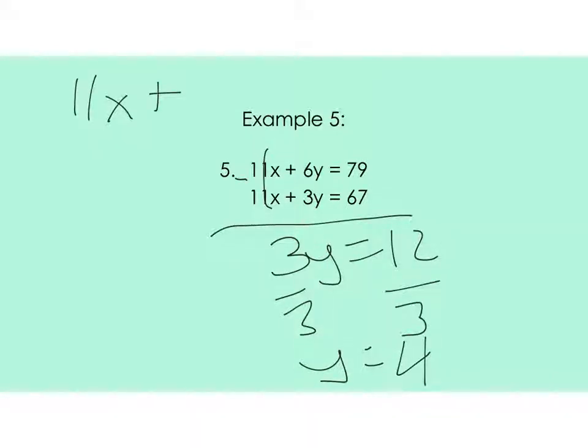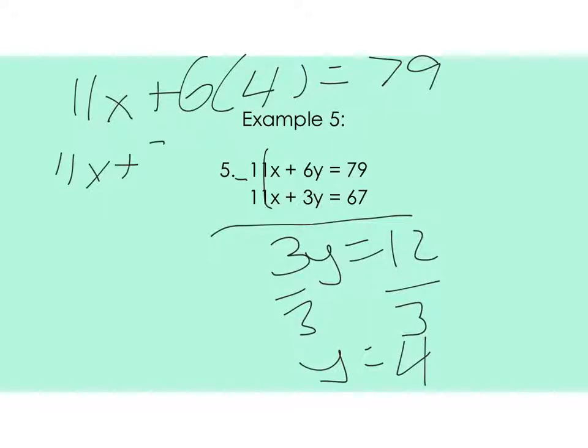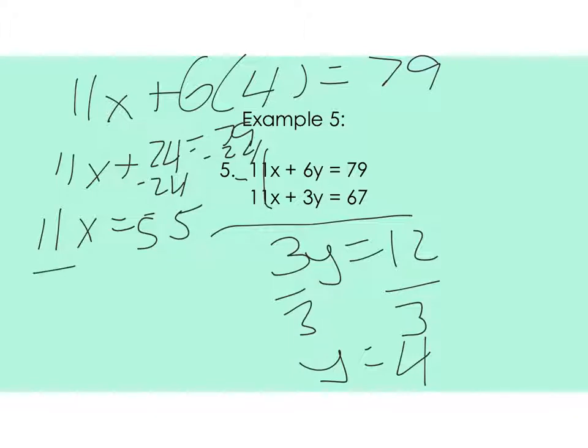11x plus 6 times 4 equals 79. 11x plus 24 equals 79. 11x equals, minus 24, minus 24. So that is 55, divided by 11, divided by 11. X equals 5. So the final answer is 5, 4.